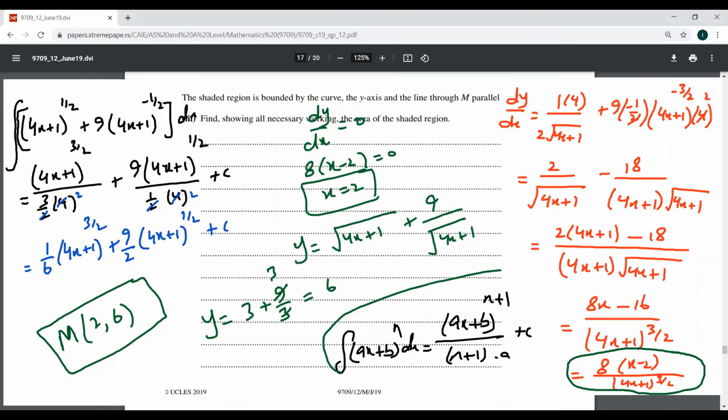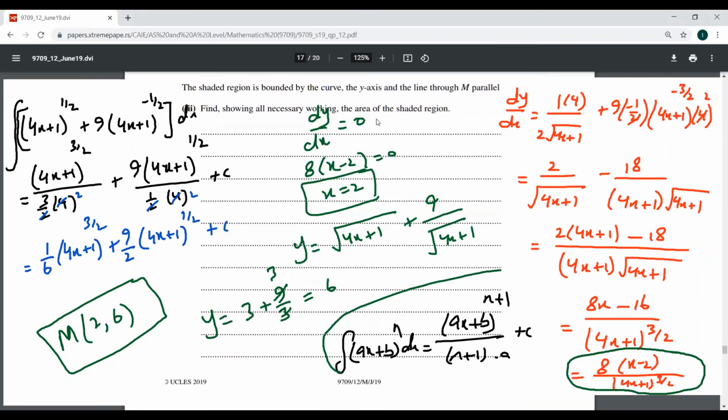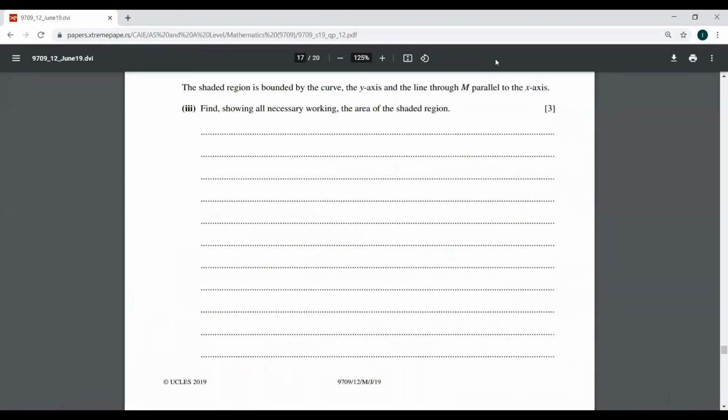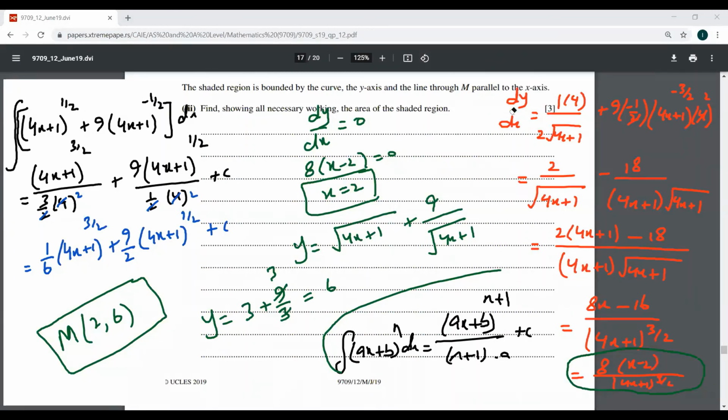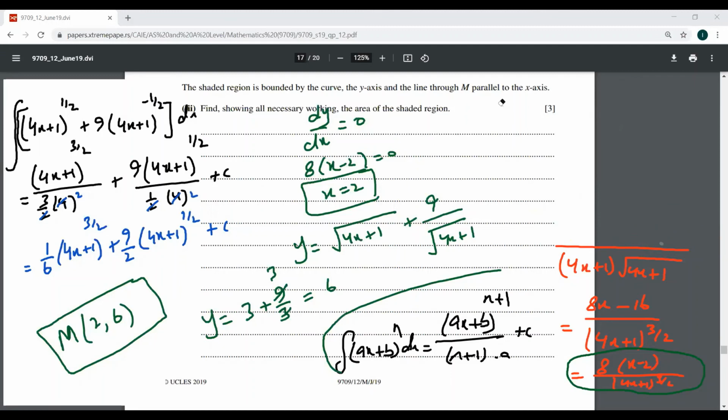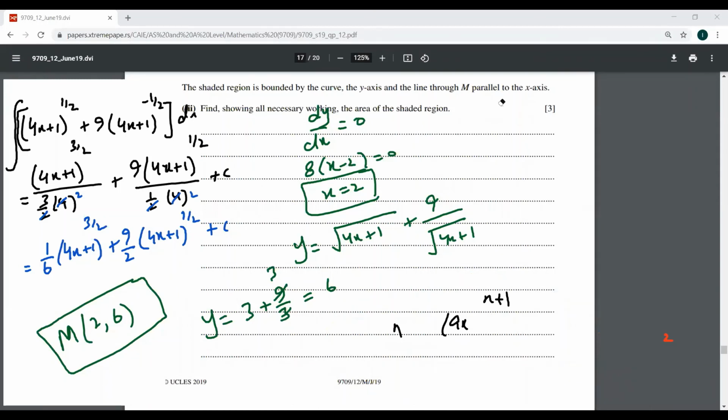And then it says the shaded region is bounded by the curve, the y-axis, the line through M parallel to the x-axis. Oh, I'll have to erase this part. Okay, parallel to the x-axis. So it says we have to find the shaded area. So we'll be needing that integral, guys. I need to clear all this working here.